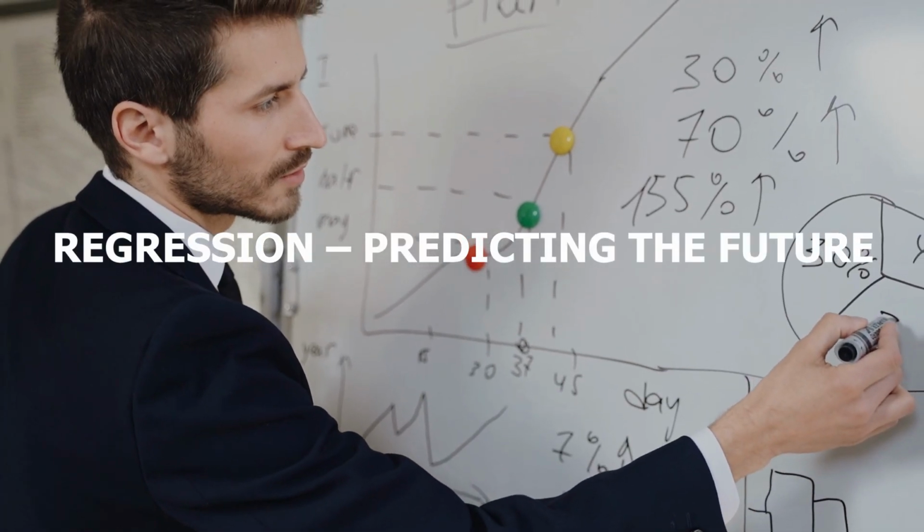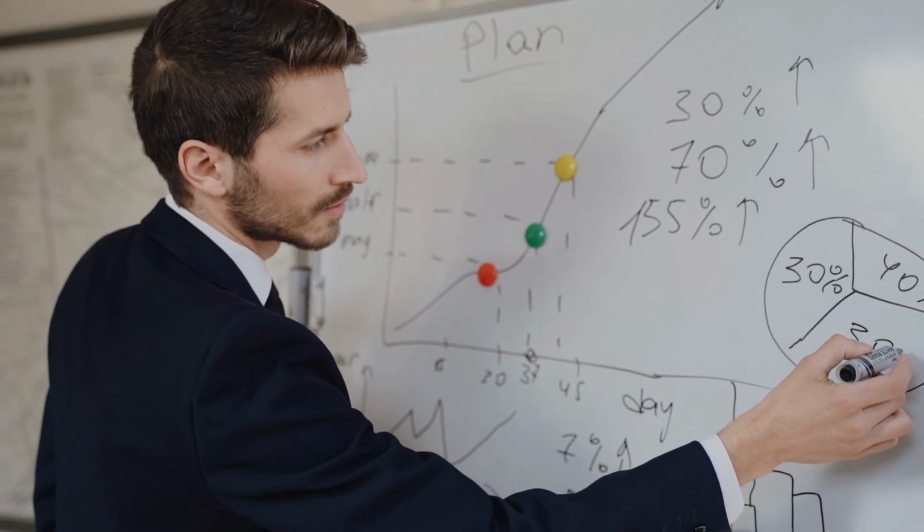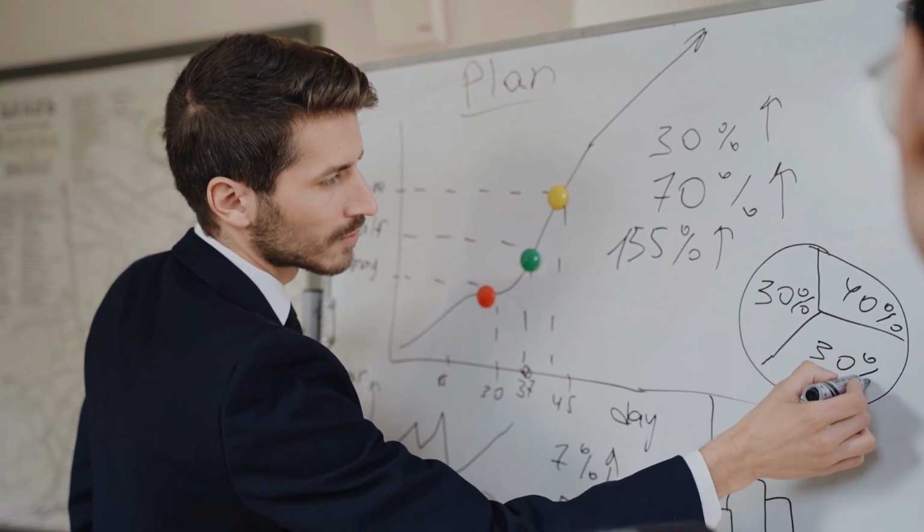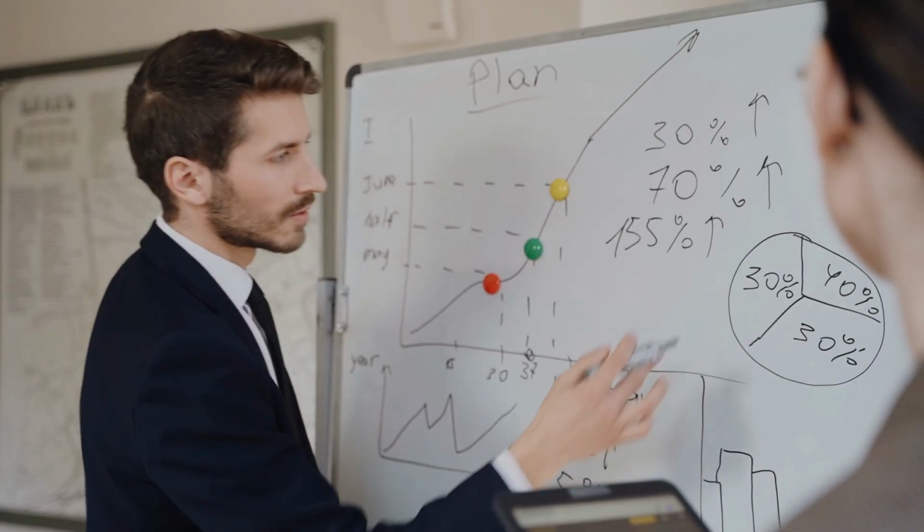In this video, I'll break down the real-world applications of these three powerhouse techniques: regression, correlation, and causation, so you can use them with confidence in your next project. Let's start with regression, the backbone of predictive analytics. At its core, regression helps us forecast an outcome based on one or more variables.